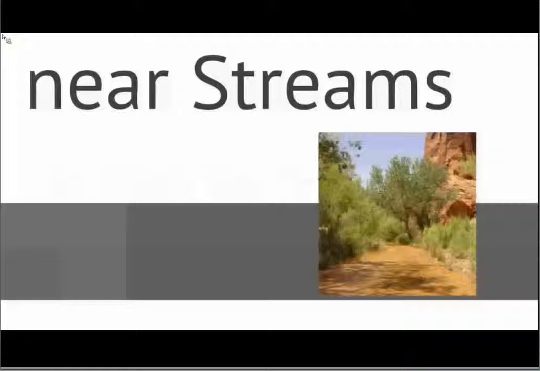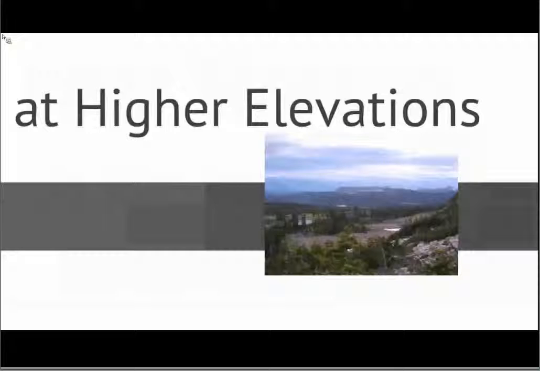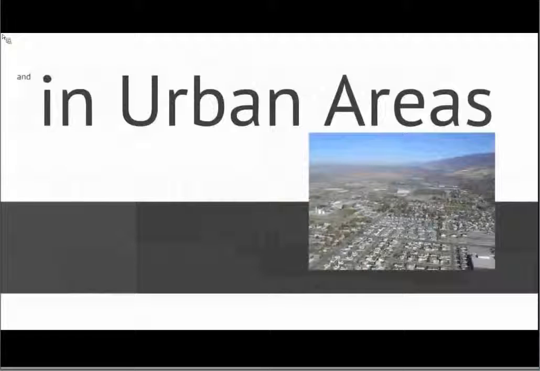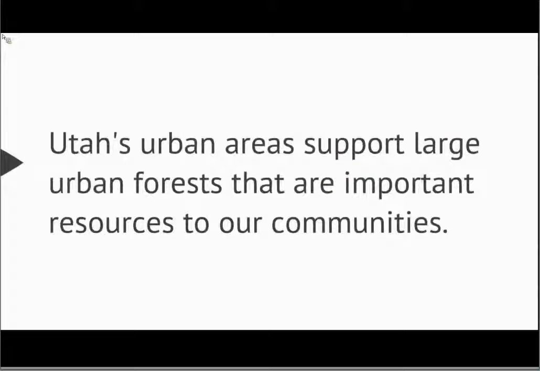Specifically, we find trees in our riparian areas, near streams, cottonwoods, willows, that sort of thing. In higher elevations, we have a lot of conifers until you get up to that snow line. We have a good deal of forests along the Wasatch Spine and over into the Uintas, even out on the Grouse Creek and Deep Creek ranges. And then, of course, we have these urban tree canopies in all of our urban areas. And this is what we're really focusing on in this analysis.